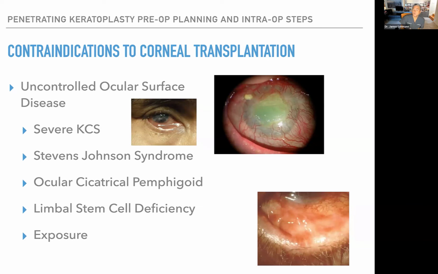These are patients that you may see in your clinic, and it's basically people with uncontrolled ocular surface disease. If it's severe KCS or keratoconjunctivitis sicca, the graft isn't going to epithelialize. Stevens-Johnson syndrome, obviously, there's the acute form and the chronic sequela. In neither situation is it ideal to do a corneal transplant. OCP, you see that picture in the lower right that shows the symblepharon. That again is not a very hospitable environment in which to do a corneal transplant. Limbal stem cell deficiency would need to be addressed prior to doing a penetrating keratoplasty, and eyelid exposure needs to be fixed as well.